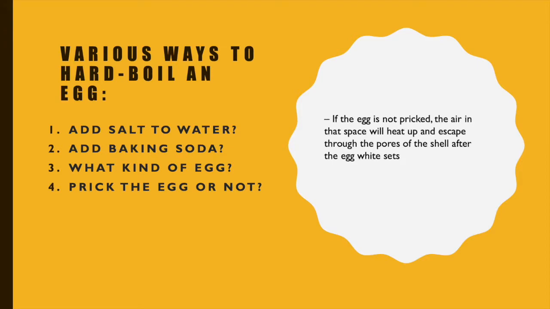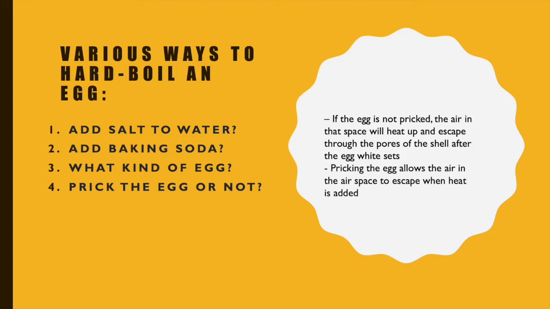Pricking the egg is making a small hole in the shell at the large end of the egg, where the airspace is located. When hard-boiling an egg, the air in that space heats up and escapes through the pores of the shell after the egg white sets, leaving a flattened end. However, if we prick the egg, the air is able to escape.